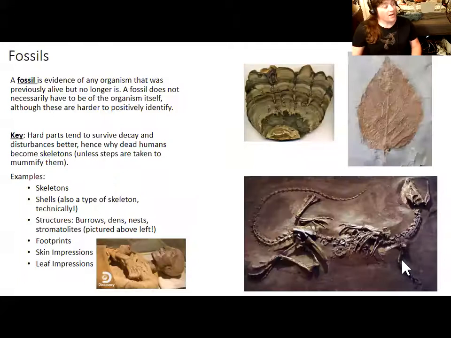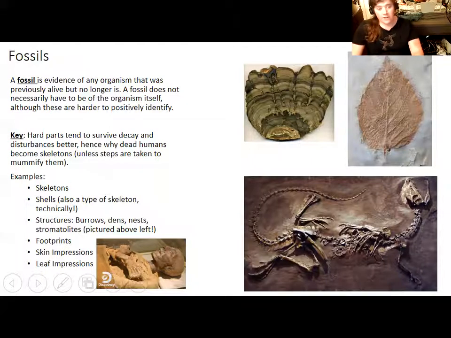And let's talk about fossils, because fossils are cool, and that's how we get here. A fossil is any evidence of an organism that used to be alive but no longer is. And it does not have to be the organism itself, actually.